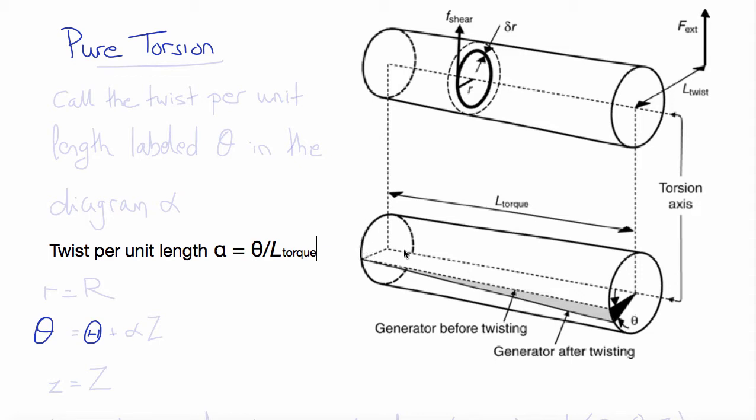And every plane along the length here would twist a little bit less in proportion to the distance along the length, so that the twisting angle is a constant in proportion to the length. And we'll call that constant alpha, which would be this theta divided by this L torque. And you see that that's the only thing that happens. The radius doesn't change, the length doesn't change. There's just a circumferential displacement that increases proportionately as we move along the length from z equals zero here to z equals L torque.